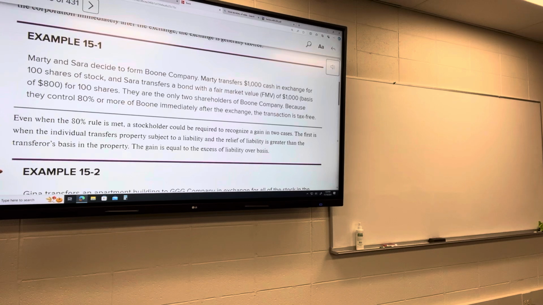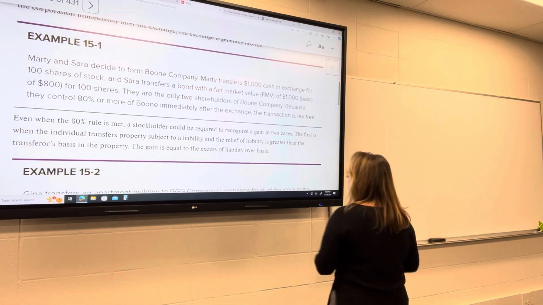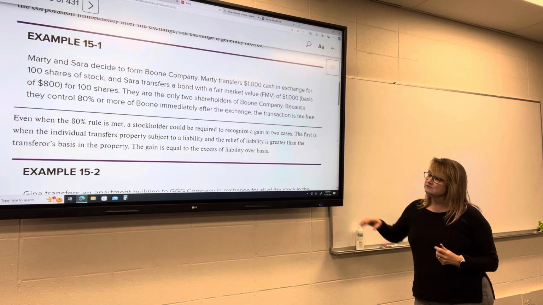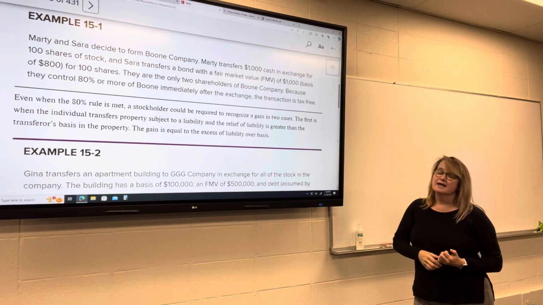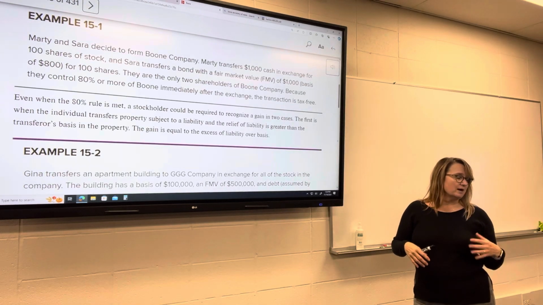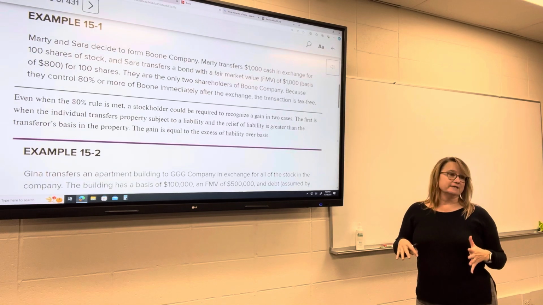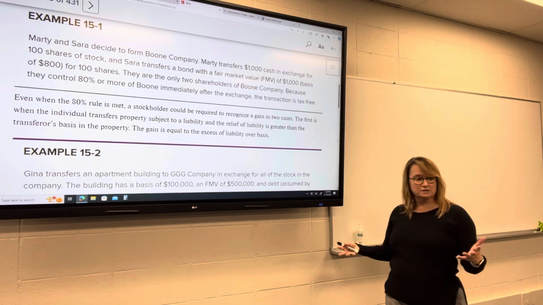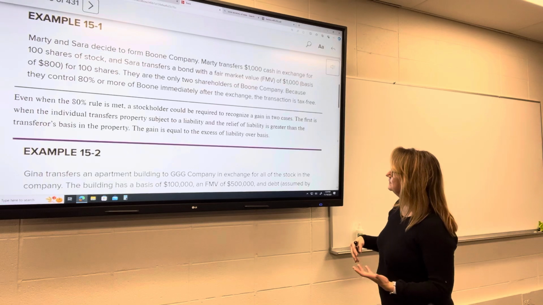But there are times when a stockholder, even if that 80% rule is met, could be required to recognize a gain. The first time is when the shareholder transfers property that is subject to a liability. So now we're talking about, for example, a building, but there's a mortgage attached to it, right? So a $100,000 building, but it has a $50,000 mortgage attached to it.